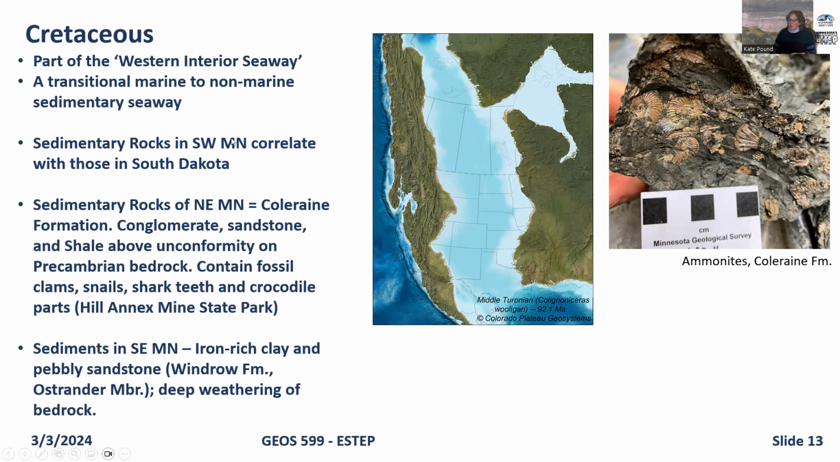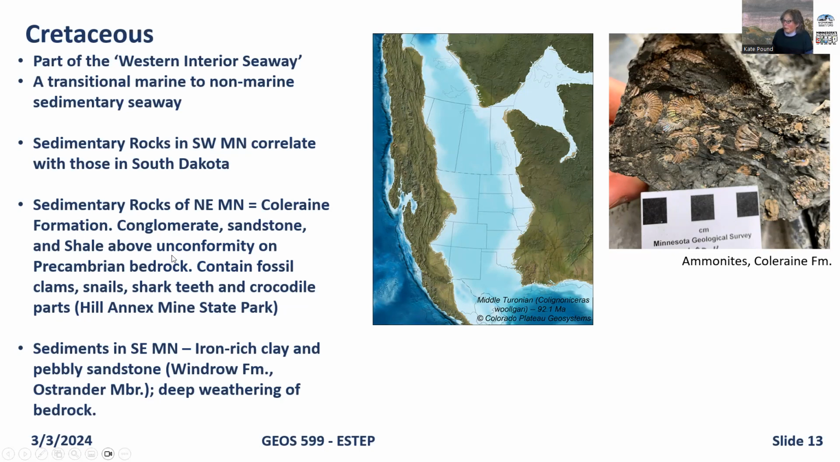In southwestern Minnesota, the sediments correlate with those in South Dakota. There's the Pierre Shale, the Dakota Shale, other fine-grained sedimentary units. If we go to northeastern Minnesota, there's a unit called the Coleraine Formation, made of conglomerate, sandstone, and shale on top of, get this, an unconformity on Precambrian bedrock. So remember, an unconformity is a line or a plane on the surface, which may be irregular, that represents a period of time for which there is no rock record. So once you get up there, this unconformity represents a whole bunch of time.